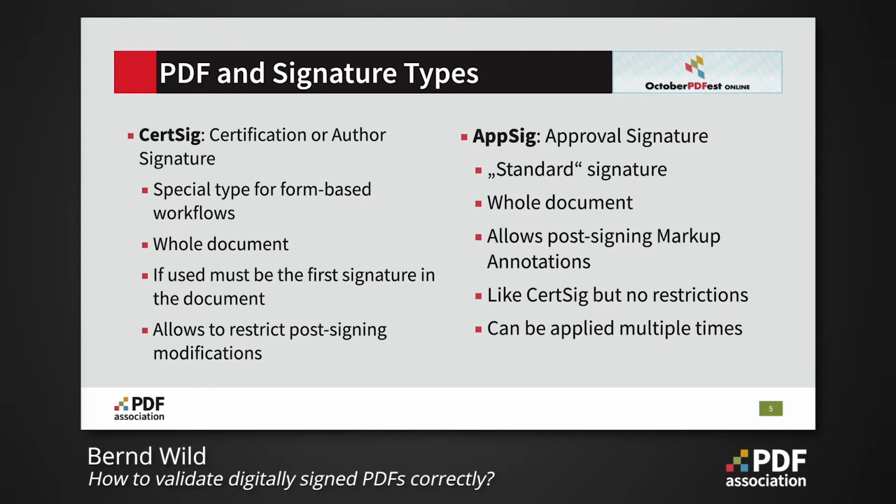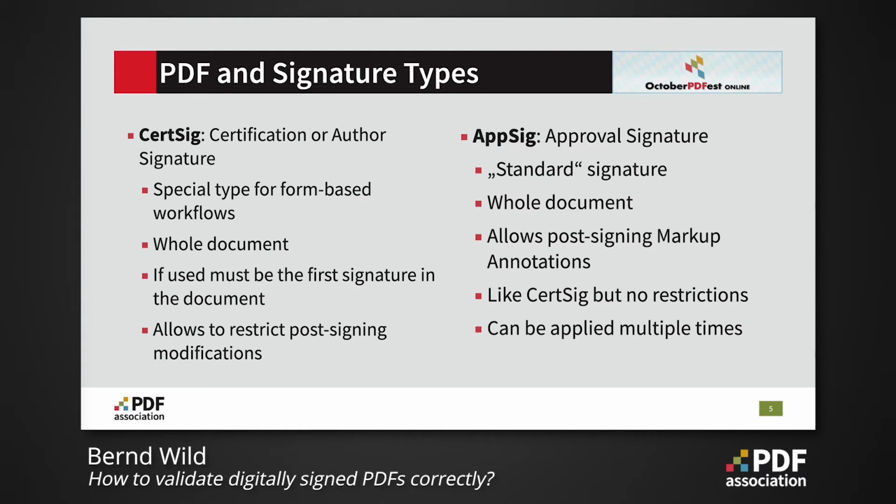Approval signatures allow markup annotations to be applied to the document after signing without affecting the validity of the signature. This means that comments and graphic annotations can be applied. Furthermore, the filling of form fields is also allowed. However, changing the shape of form fields is not allowed. As mentioned, this is the standard case without any further specifications.